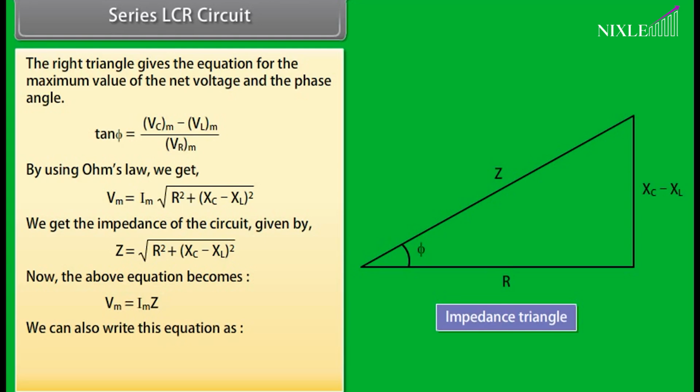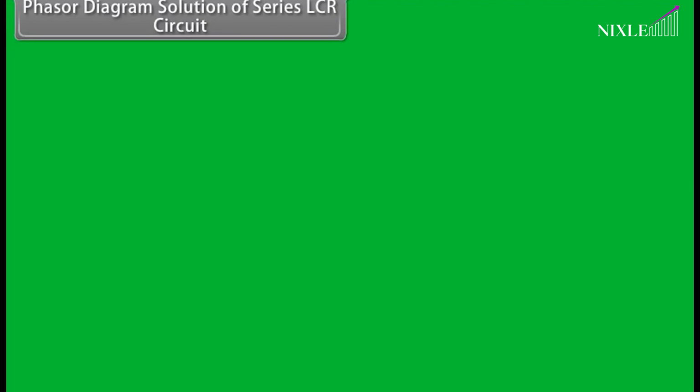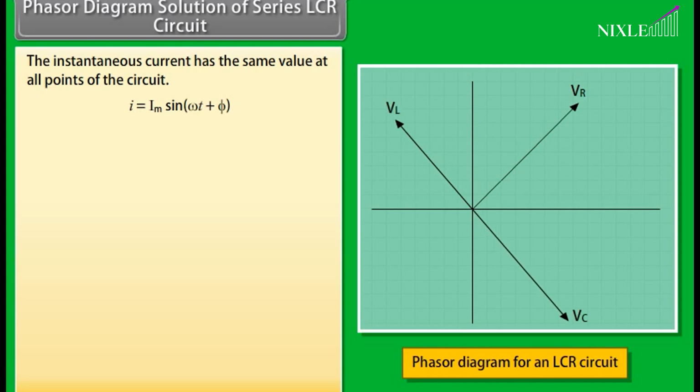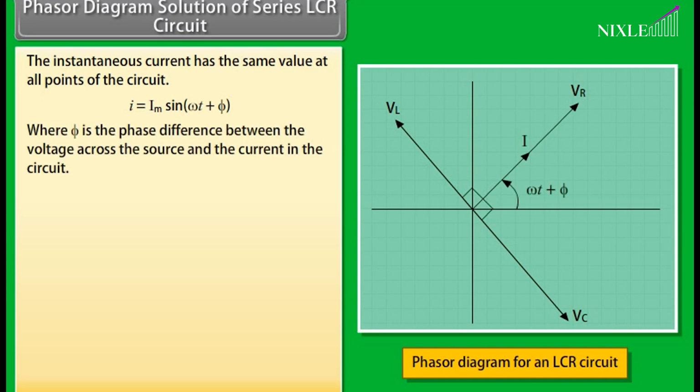We can also write this equation as Im is equal to Vm upon Z, or Irms is equal to Vrms upon Z. Phasor diagram solution of series LCR circuit. The instantaneous current has the same value at all points of the circuit. I is equal to Im sine (omega t plus phi), where phi is the phase difference between the voltage across the source and the current in the circuit.